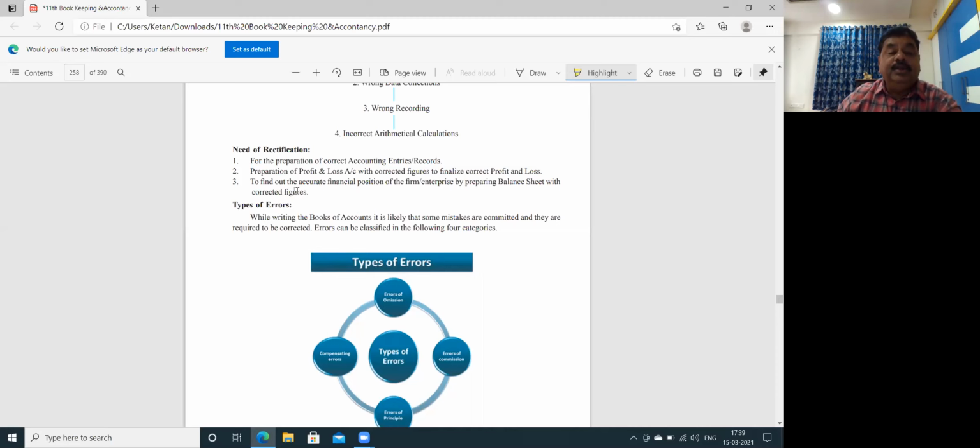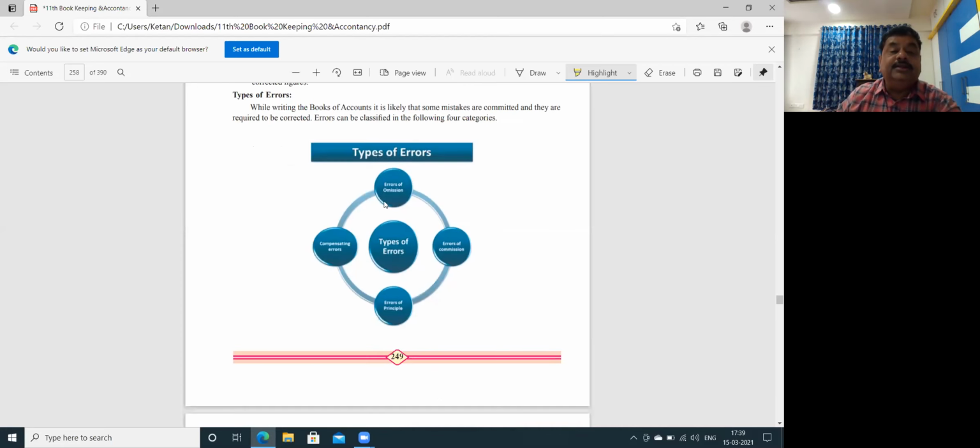Number 3, to find out the accurate financial position of the firm, meaning the balance sheet of the firm. The enterprise makes the balance sheet with the corrected figures. So the balance sheet must be prepared with the corrected amounts.